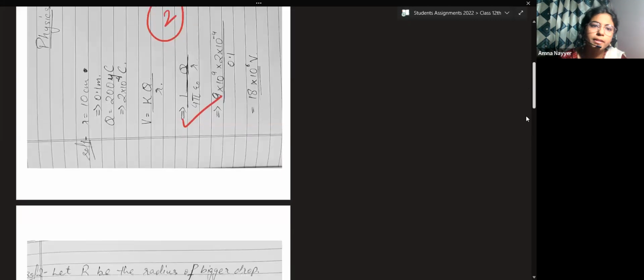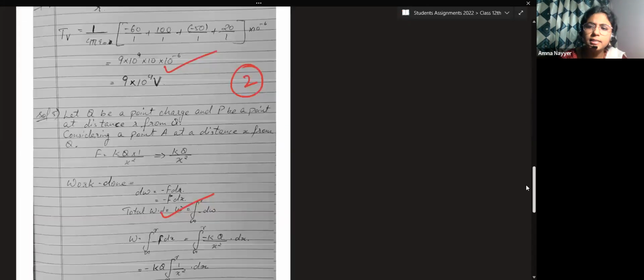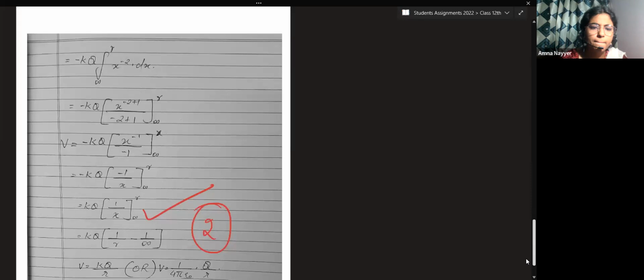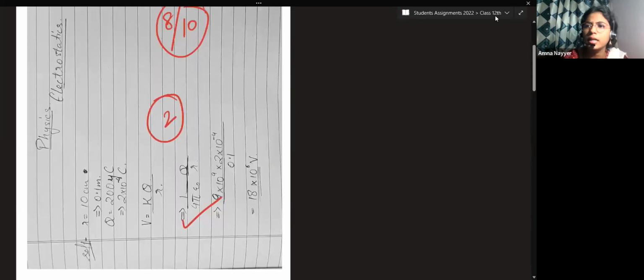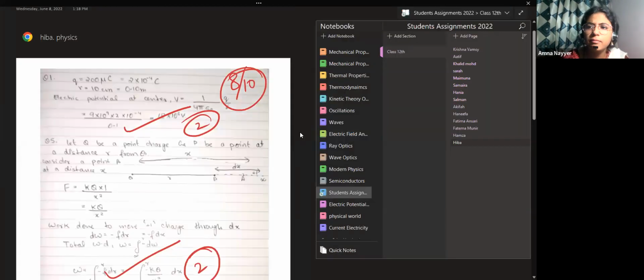Yes, this derivation. See, this derivation does come in your exam. The derivation for potential due to point charge, derivation of electric field due to point charge. These questions do come in your exam. So don't leave the derivations. Hamza was also correct. He has left a question, I think. One question, Hamza, I think you left. Otherwise, your paper was correct, whatever you have attempted. And Hiba, same with Hiba.